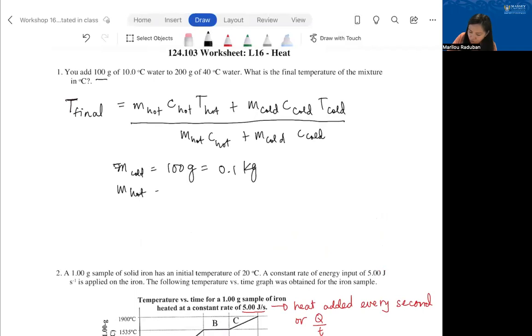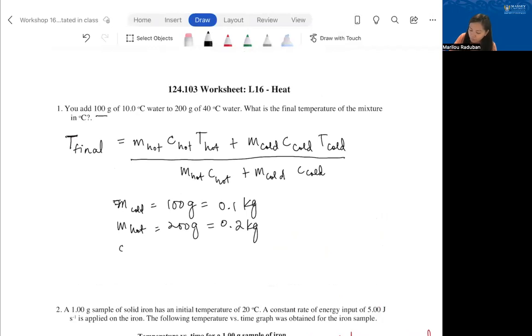And for the hot water, you have 200 grams. Okay, the specific heat of water is 4186 joules per kilogram per Kelvin. Right, but notice how it's just water, the cold and hot material is just water.